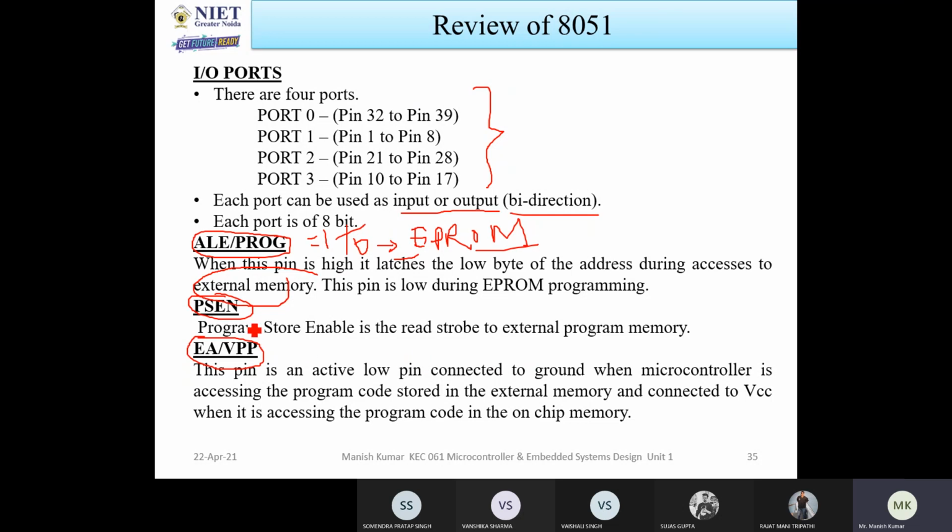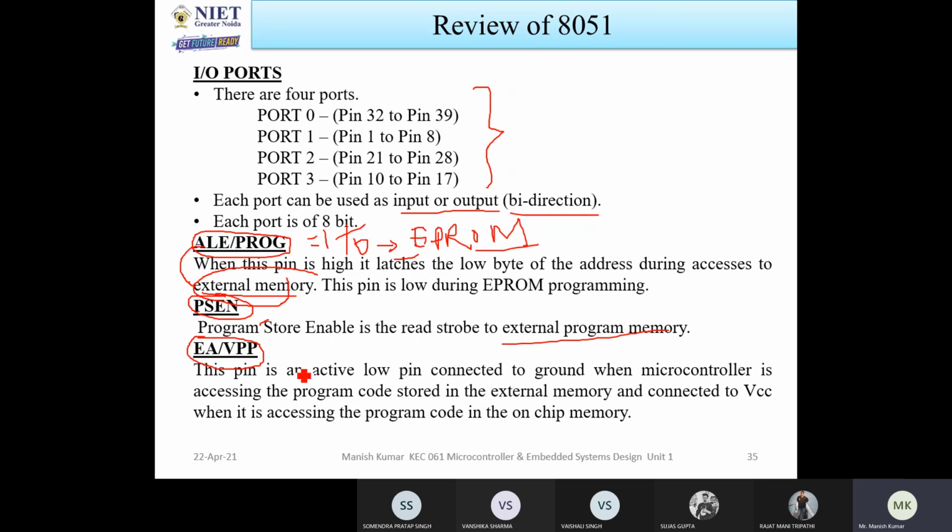In the same way, PSEN is called program store enable. This is used for the external program memory. With the ALE, you can use external data memory. Do remember that. With the help of PSEN, you can use external program memory.